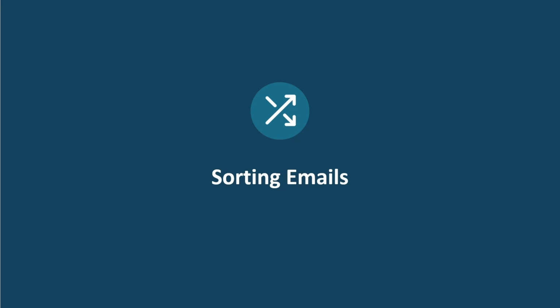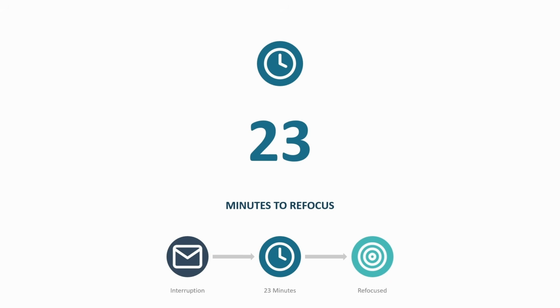Now we're going to take a look at sorting our emails. So studies have proven that it takes us about 23 minutes to regain focus after we have been distracted. So if you have emails in your inbox that you're constantly reading or new ones that are constantly coming in, then we are constantly getting distracted and losing precious time.